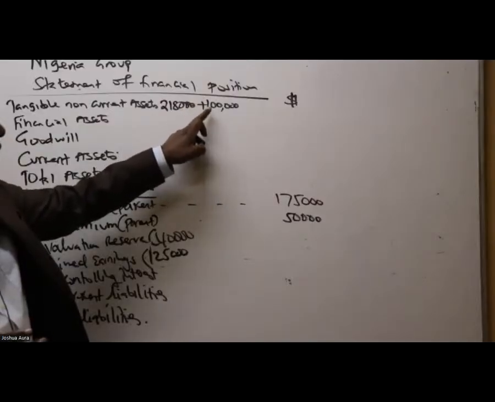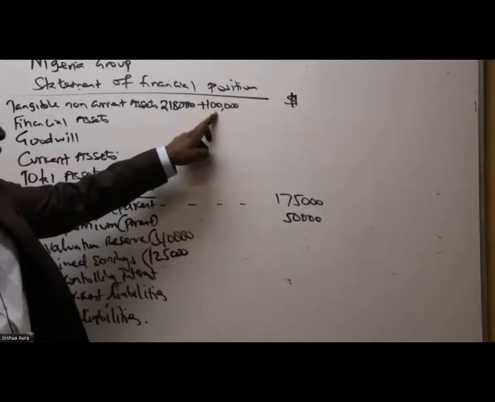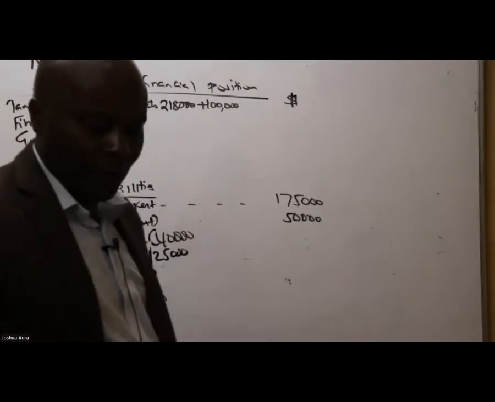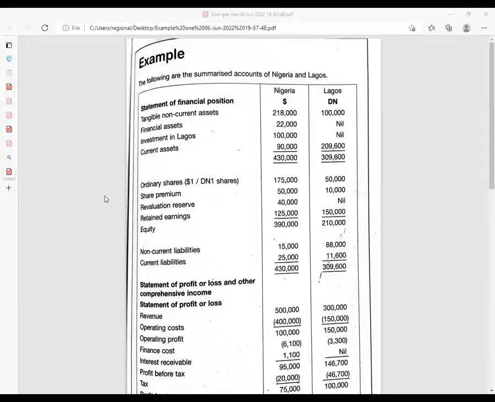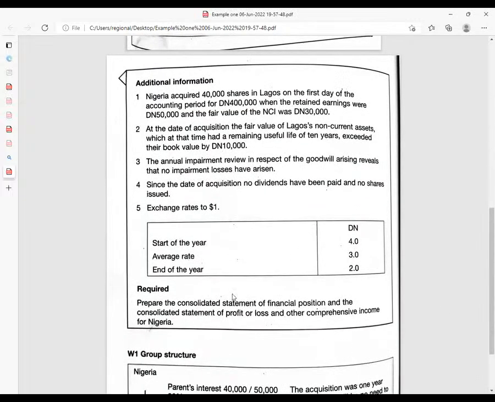So please tell me, this 100,000 tangible non-current asset, which rate should I use to translate it? The exchange rates are given down here. Should I use from note number 5, the start of the year, average rate, or end of the year? Someone talk to me. Which rate should I use?